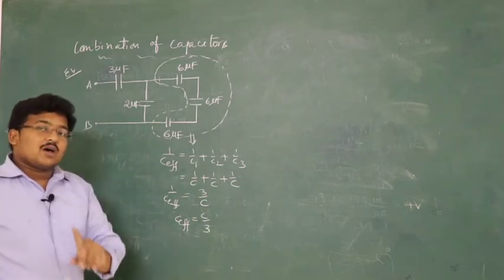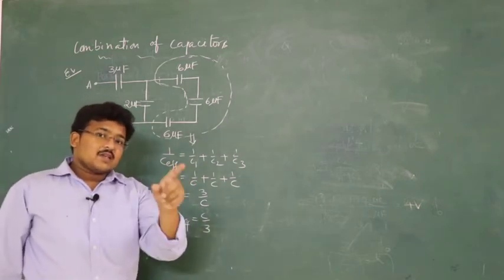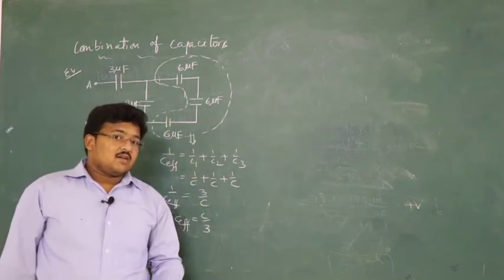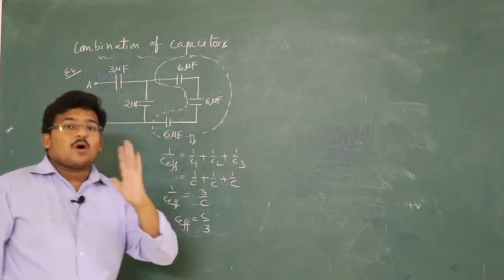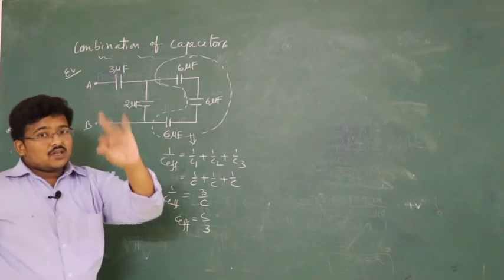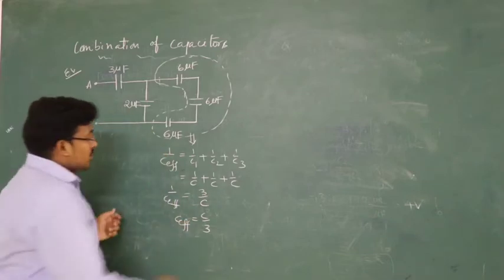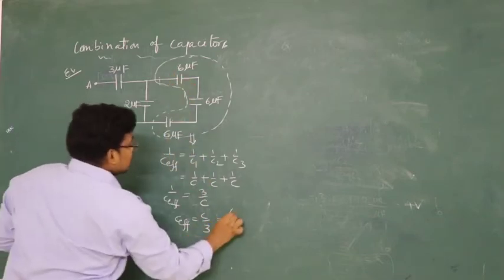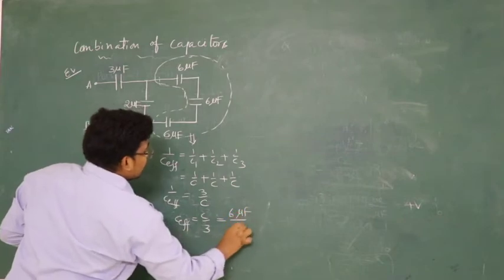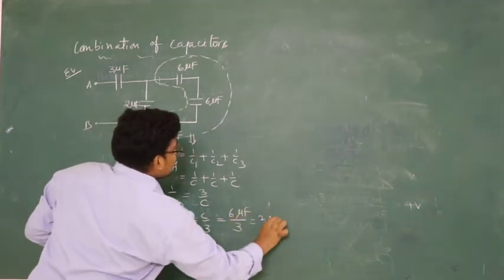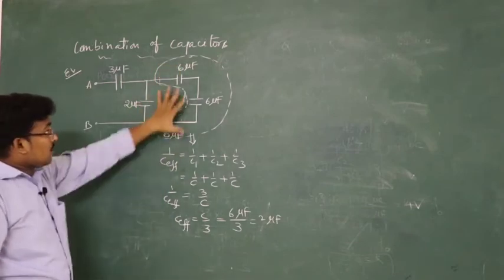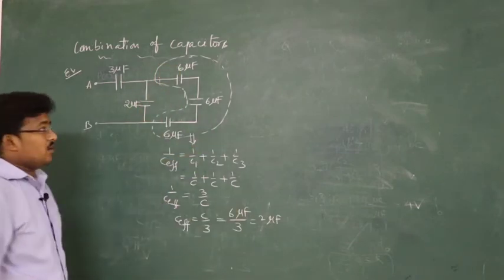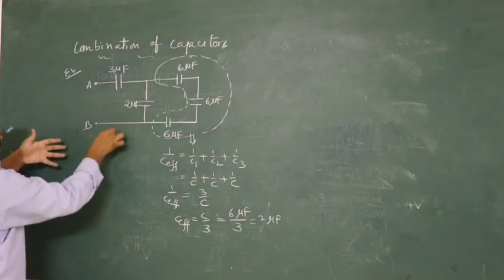So there is a formula: if n capacitors are connected in series, the formula is C by n, C upon n. Here there are 3, so that is C by 3. So what is the C? C here is 6. So 6 microfarad by 3 will be 2 microfarad. So on solving this, what is the capacitance we got? 2 microfarad. Now I will redraw the circuit.